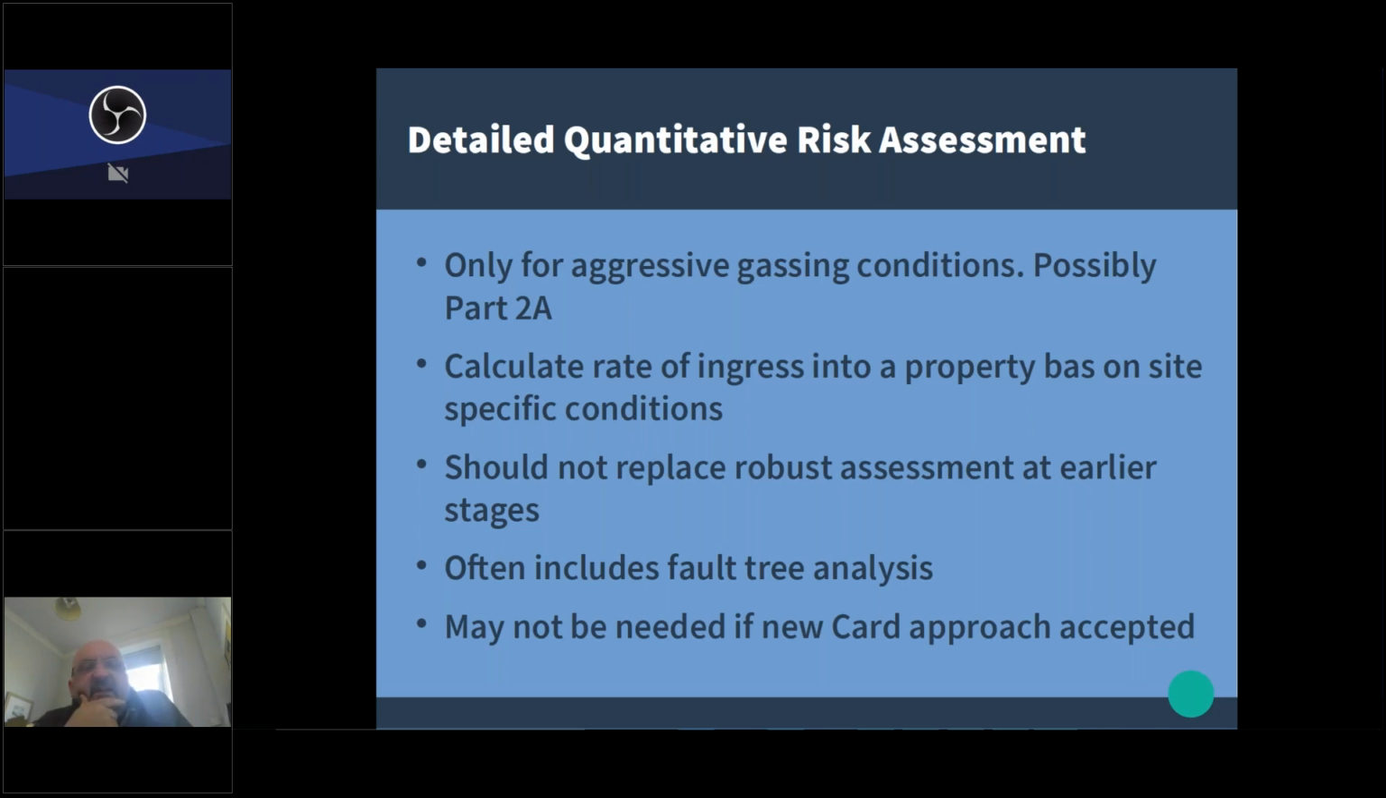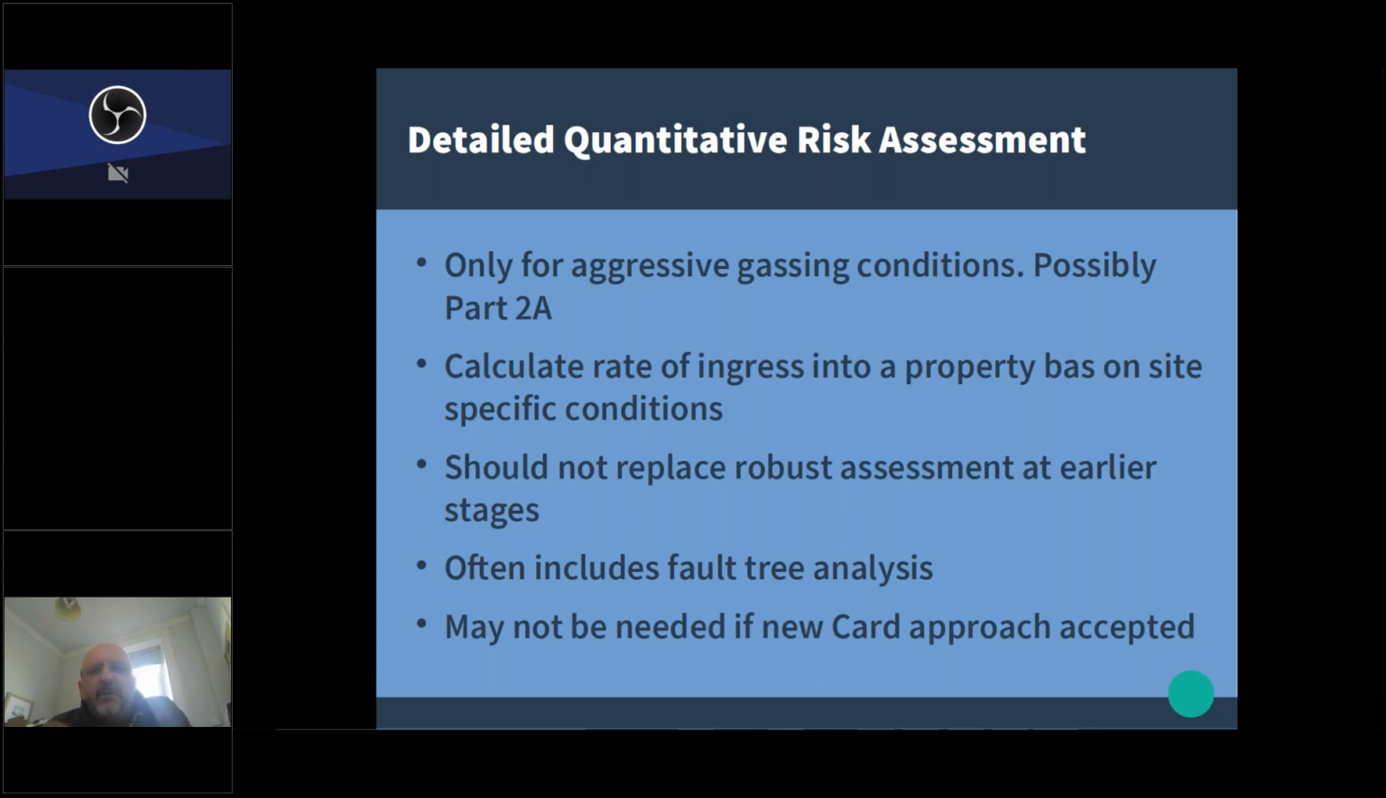But crucially, the DQRA shouldn't replace robust assessment at earlier stages. And I think that's the thing. If you've got a bit of a ropey assessment, and you think it's too conservative, but someone will just do a DQRA, that's probably not the way to do it. The way to do it is to go back and do the earlier stage of the assessment more thoroughly.